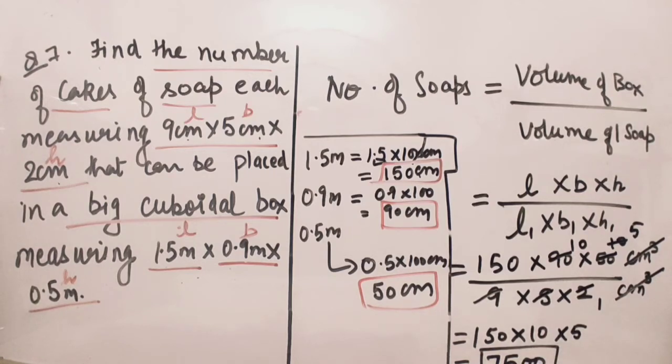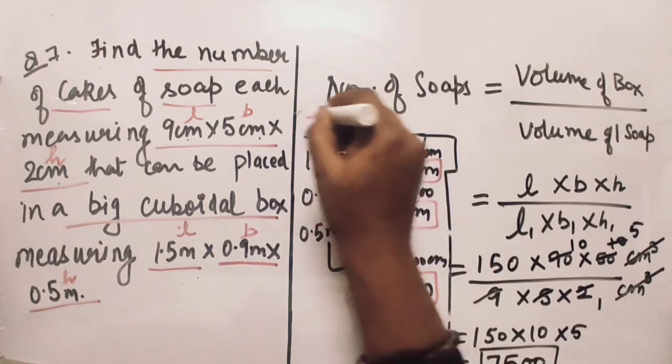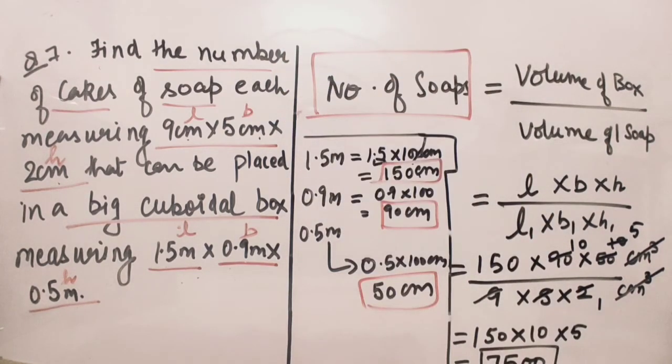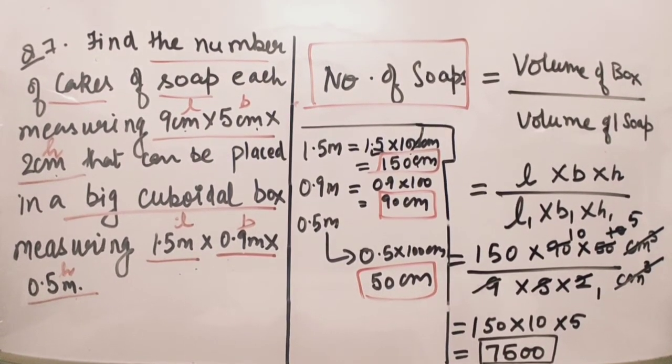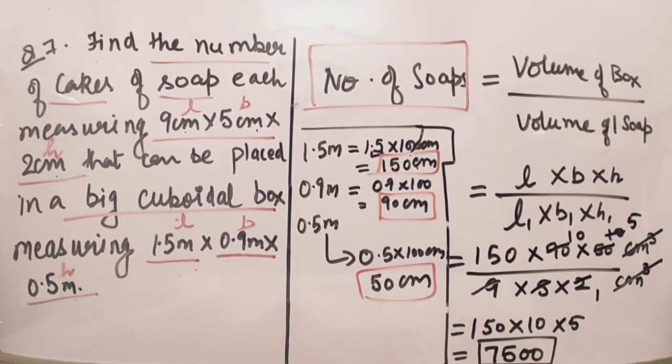So it means that the number of soaps that are going to fit in the box is 7500. Right, children? Always keep in mind, whenever you want to find out how many of something are going to fit into any object, the volume of the bigger will always be divided by the volume of the smaller quantity.